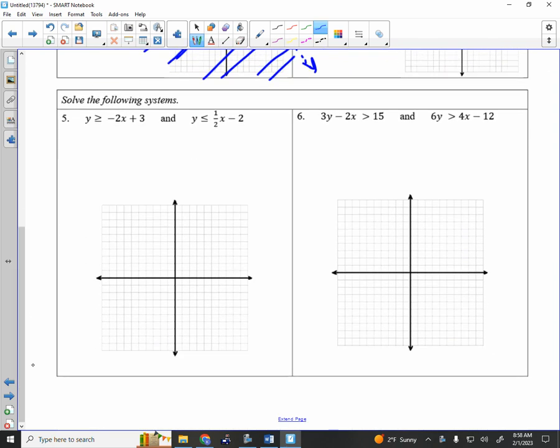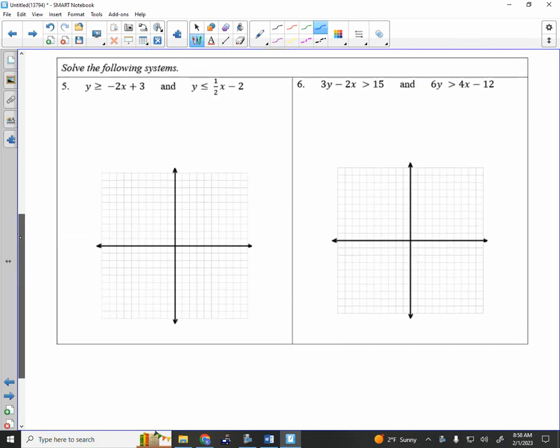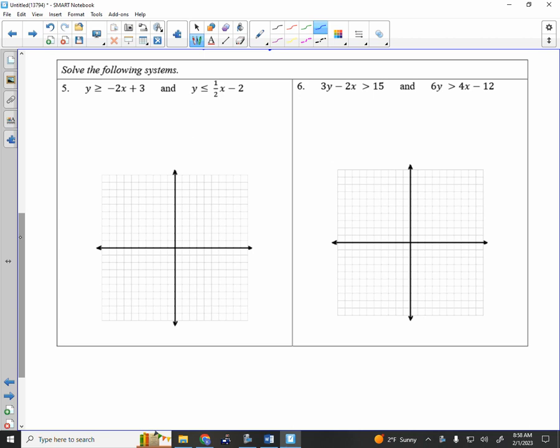Okay, so what's different about 5 and 6 is that we have 2 of them. So these are systems then. So we are going to shade the overlapping region. So we graph both lines on the same set of axes. I'm going to mark off my axes as 1, 2, 3, 4, 5, and 1, 2, 3, 4, 5. This should be sufficient.